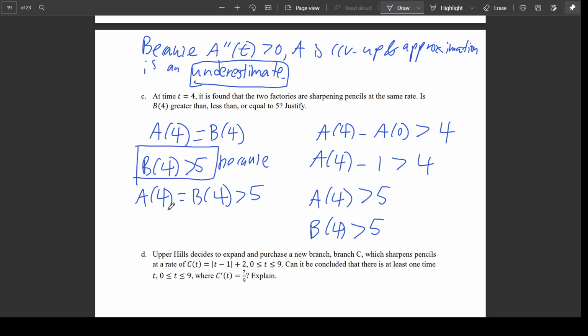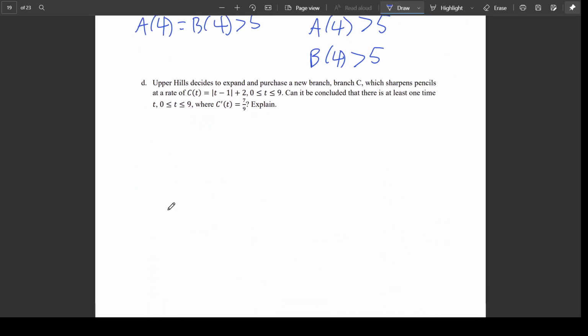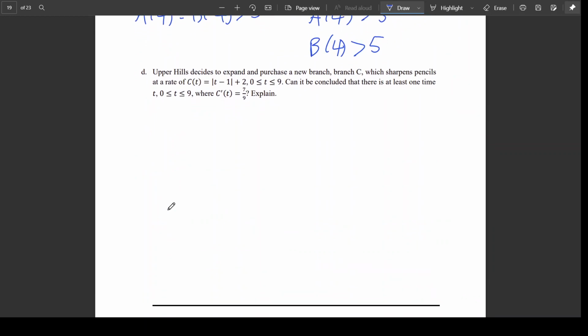Alright. Now part D. Upper Hills decides to expand and purchase a new branch, branch C, which sharpens pencils at a rate of C of t equals the absolute value of t minus 1 plus 2, where t is between 0 and 9. Can it be concluded that there is at least one time t, where t is between 0 and 9, where c prime of t equals 7 over 9? Explain. Okay, so this is a mean value theorem question, right?